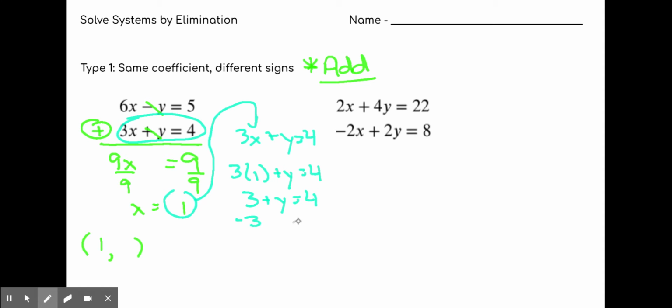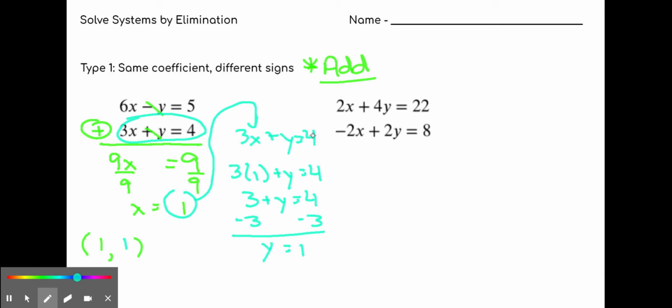I'm going to subtract 3 from both sides, and y is 1. So when x was 1, y was 1. If I were to graph these two lines, that's the solution. That's the point of intersection. All right, let's look at another one.